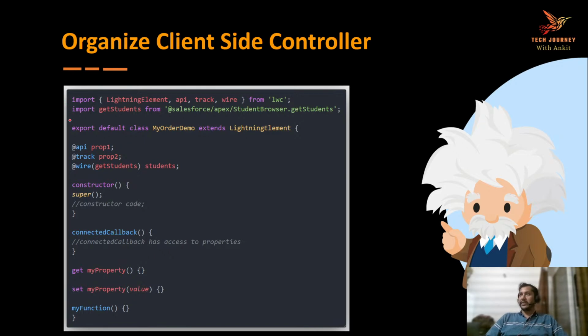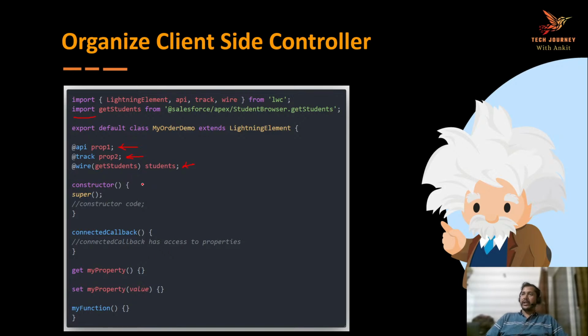What Salesforce recommends here is we should definitely perform all the imports first. After that, you should define all the @api properties. That means all the public properties, followed by the private properties, and followed by the wire decorators. So all the decorators should come at the top. First the public property, second the private property, and in the end we should have the wire decorator.